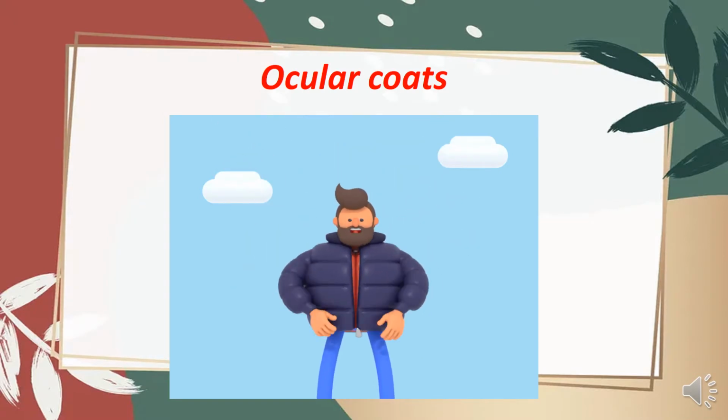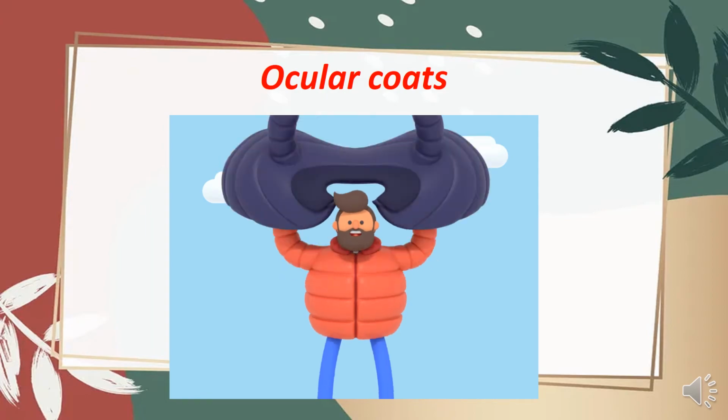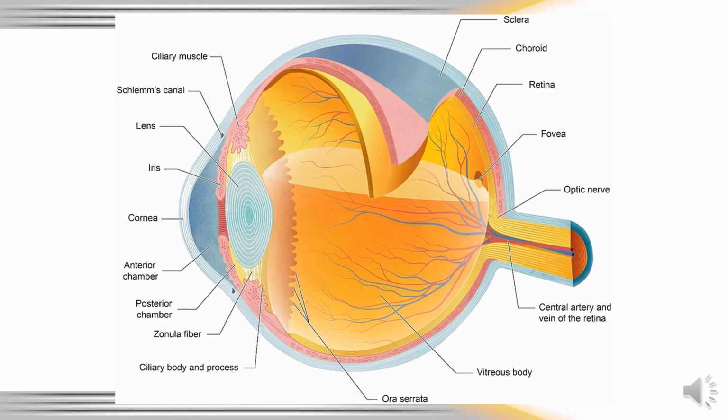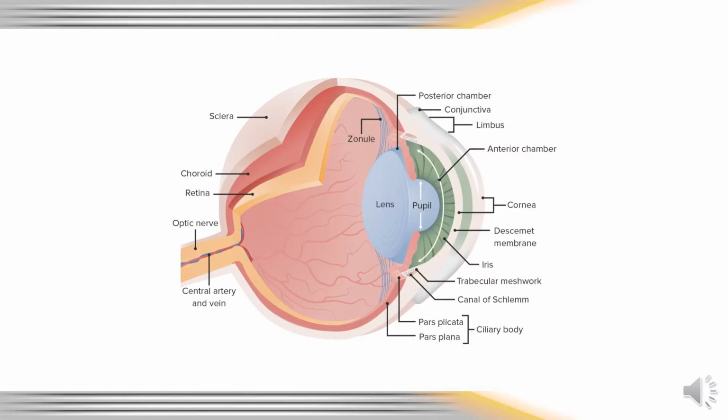Ocular coats. We have three concentric ocular coats: the outer fibrous coat, the middle vascular coat, and the inner nervous one. A photograph of the three ocular coats. Another photograph of the three concentric ocular coats. All are concentric with each other.